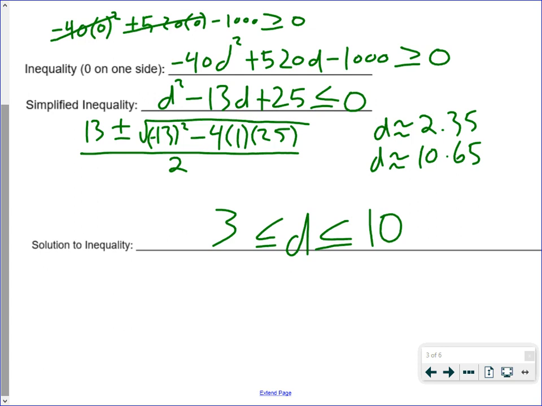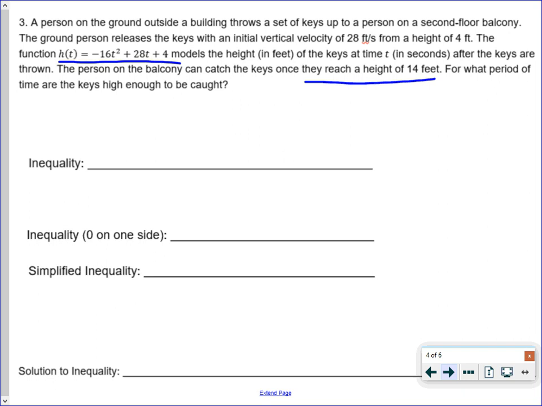Okay? We have one more problem. Let's get it done. All right, so a person on the ground outside a building throws a set of keys up to a person on a second floor balcony. The ground person releases the keys with an initial vertical velocity of 28 feet per second from a height of 4 feet. The function h of t equals negative 16t squared plus 28t plus 4 models the height in feet of the keys at time t in seconds.